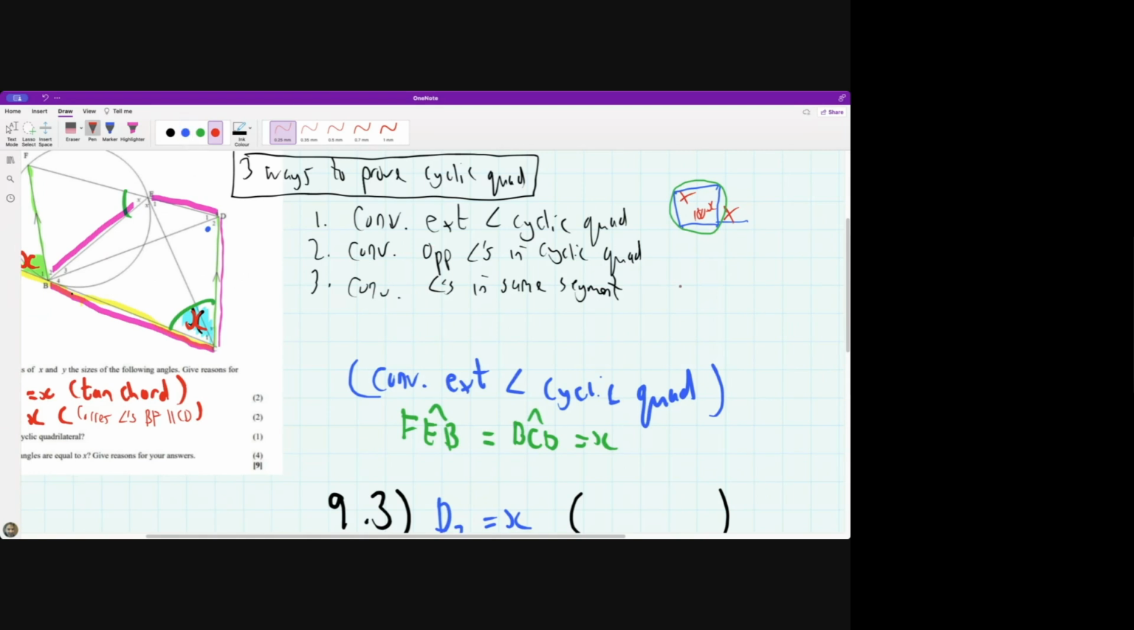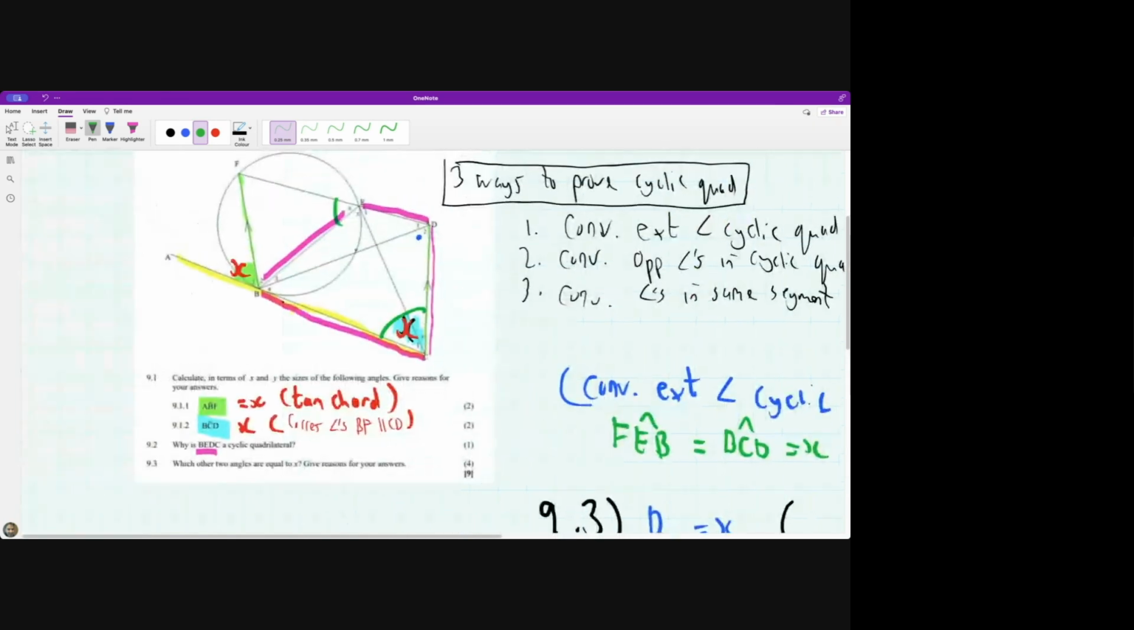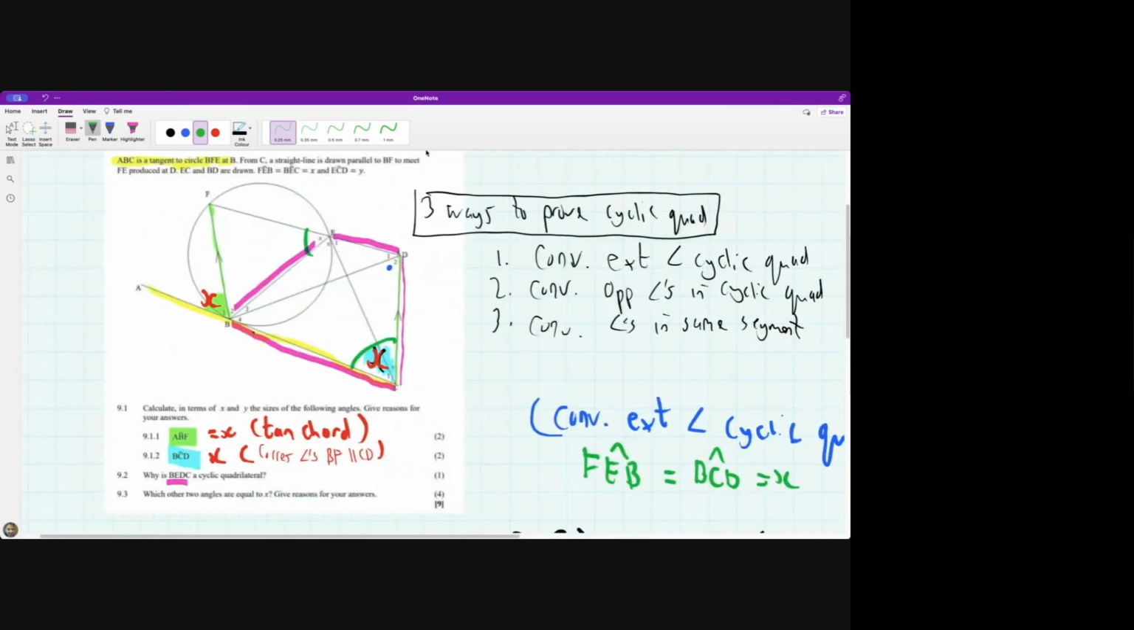Or if you have that sort of butterfly shape, and you can show that that angle there is equal to that angle over there, this is converse angles in the same segment, then this thing is a cyclic quad. So let's have a look at this. If I look at my pink one, which of the 3 ways am I going to use to show that the pink thing is a cyclic quad?